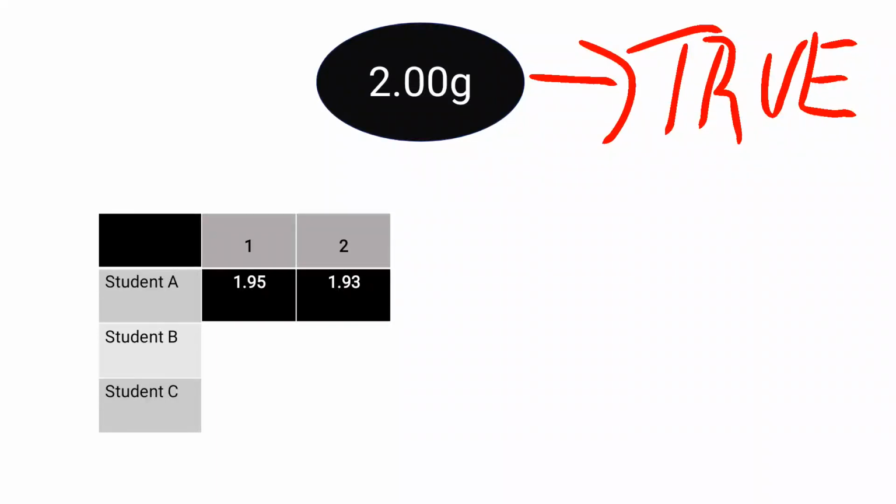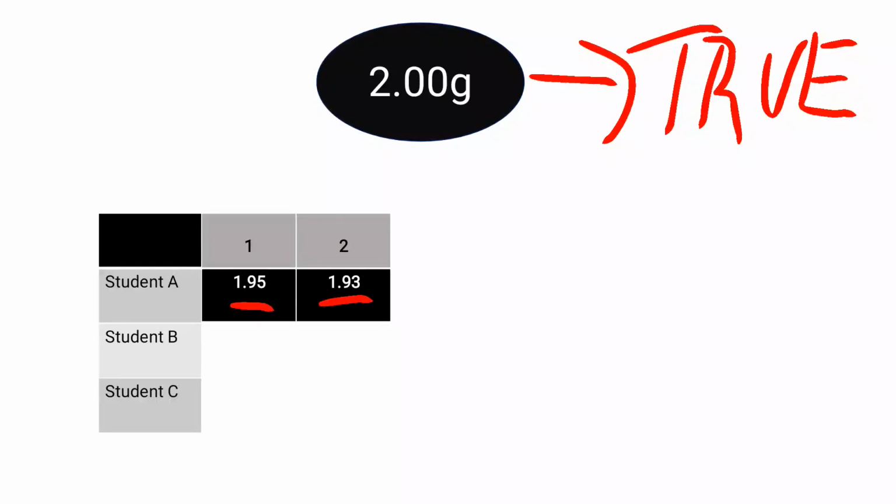But they are not equal to the true value. They are only close to each other. Since these two measurements are close to each other, they are said to be precise, but they are not exactly matching with the true value.